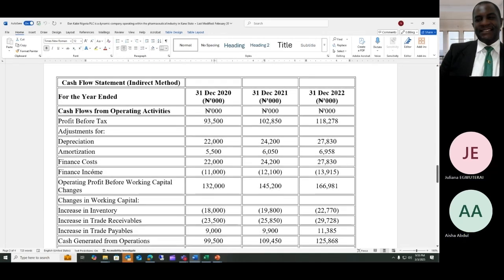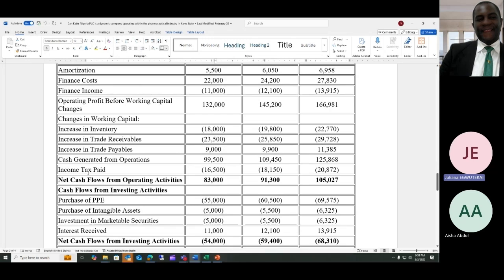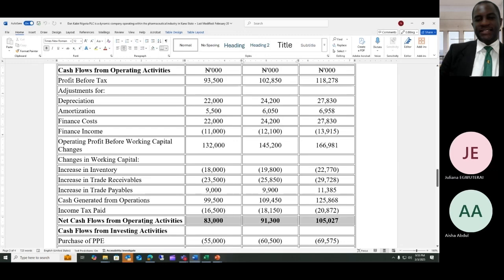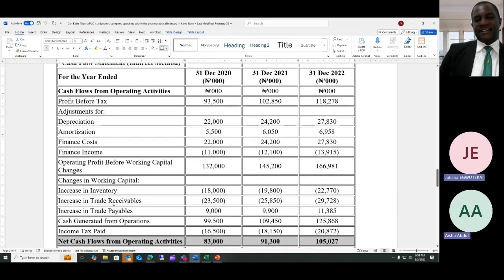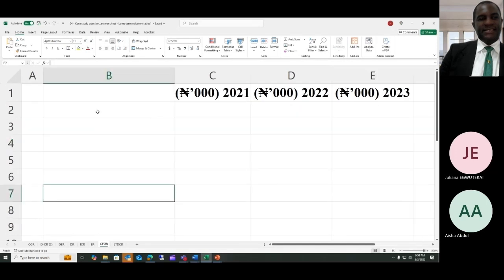Yes. So IAS 7 provides that the indirect method is used. So what figure are we supposed to pick? Okay, so you see your net cash flow from operating activities. This is 2020, 2021, 2022. So this is the amount you pick. Exactly. Yes. 93, 91, and 105. So let's pick it and go calculate this.